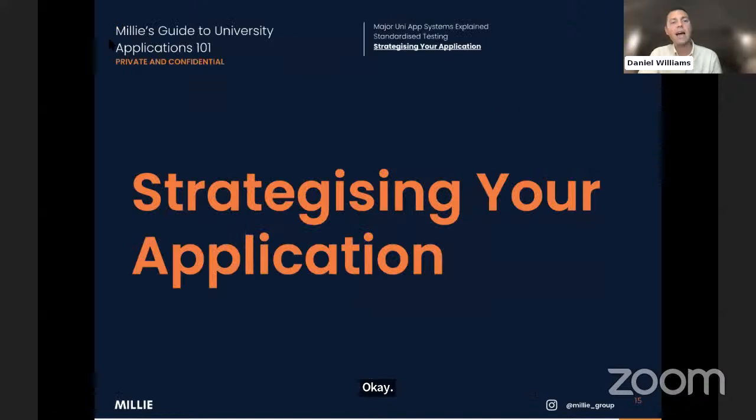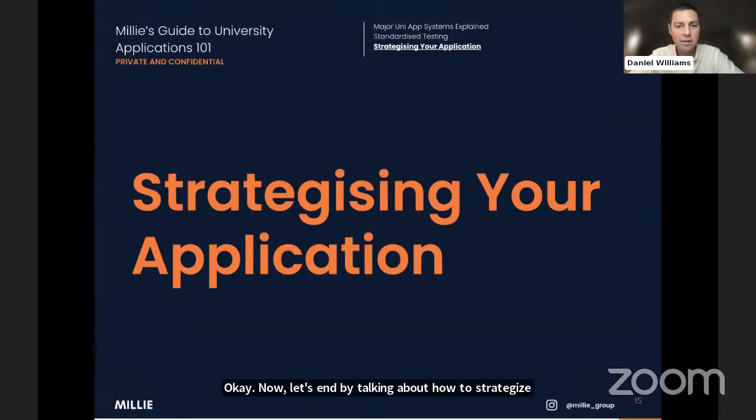Now, let's end by talking about how to strategize your application, right? Application strategy is critical. Admission rates to universities all around the world have reached all-time lows. In the US, the numbers are out of control, right? If you're applying to Ivy League universities, you're looking at admission rates of 4%, 5%, 6%, meaning that out of 100 applications, right, 95 of them are going in the bin.